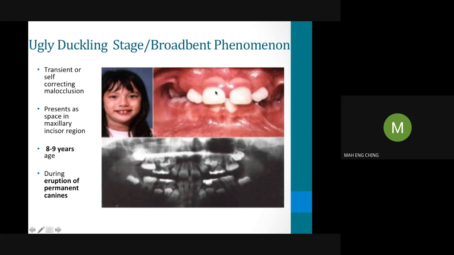The ugly duckling space is usually due to this physiological space. Before the canine comes out, you have a lot of space at the front. The front always has space, and they call it median diastema or ugly duckling space. This space usually closes when the canine comes out. When the canine comes out, it will squeeze everything to the middle. That's why the space will close.